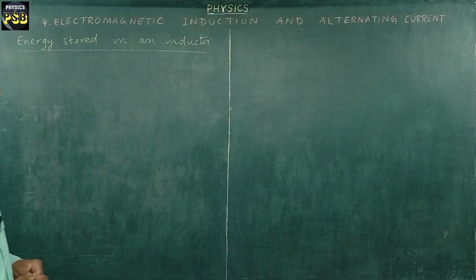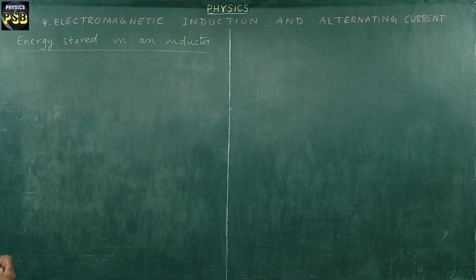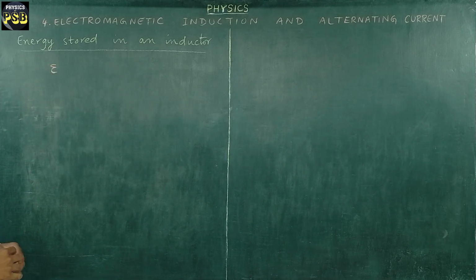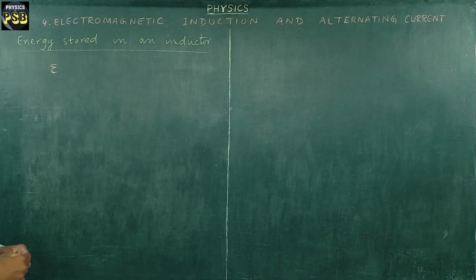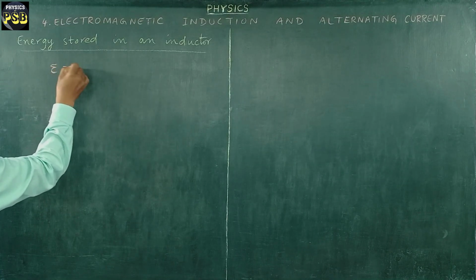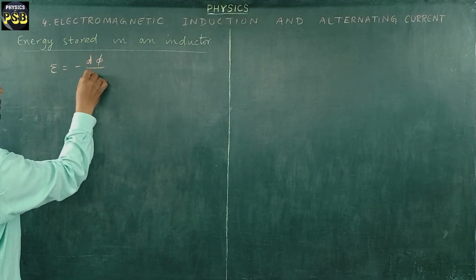For that I assume that the inductor is free from any resistance, and the induced EMF in it can be obtained using Faraday's law of electromagnetic induction. According to that, EMF induced in a coil is equal to the rate of change of magnetic flux linked with it.